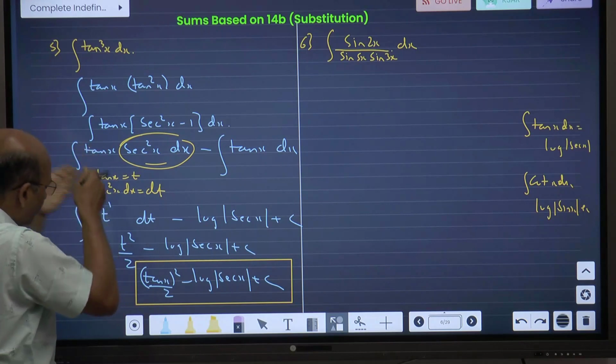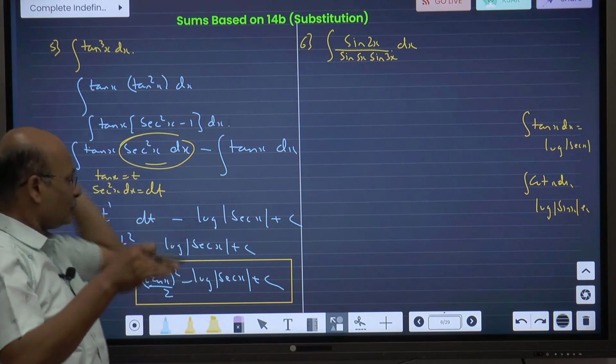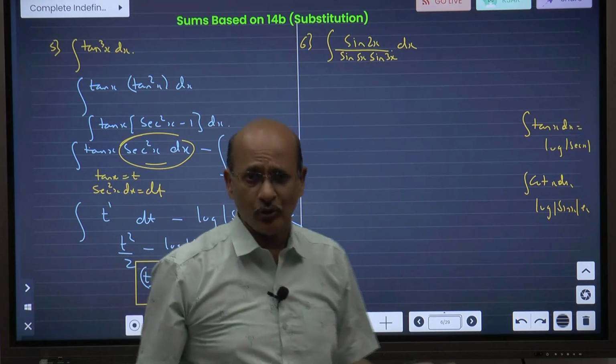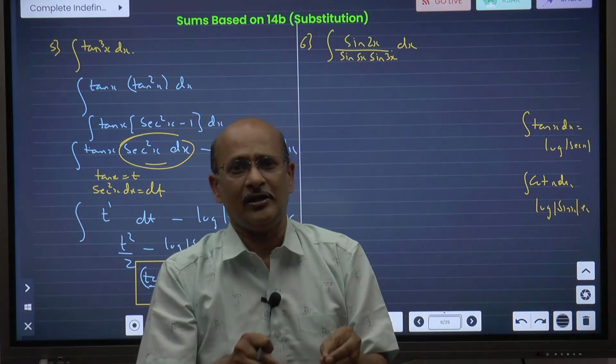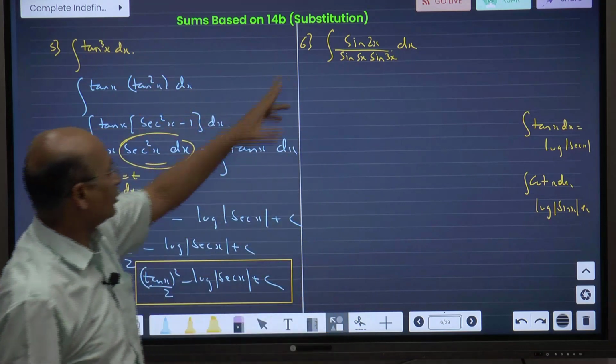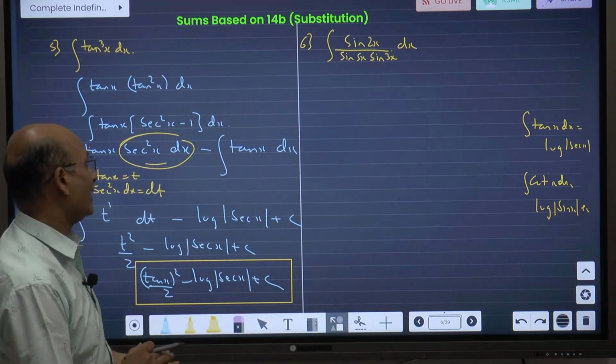Here tan x is there, I put tan x as t. Any substitution you are going to do, you do it for what is present in the integrand, not something from outside. So here there is no question of substitution, but I really don't know what to do.